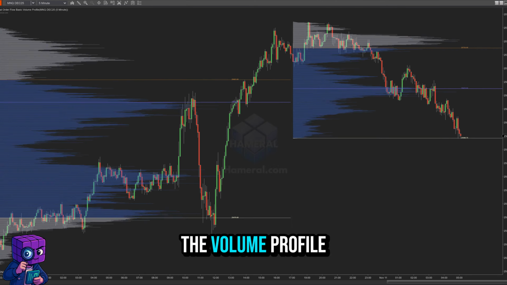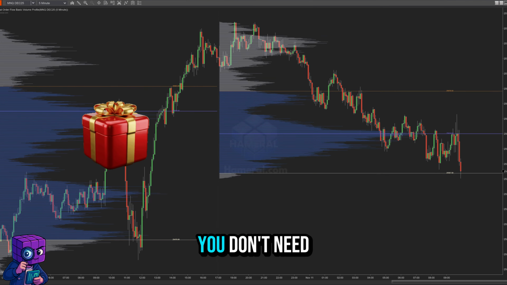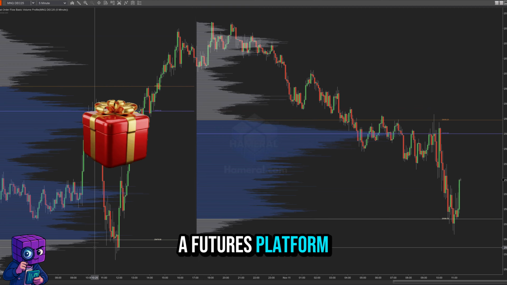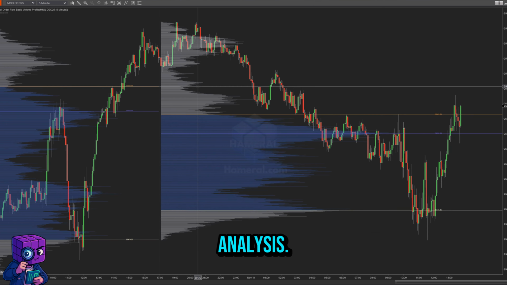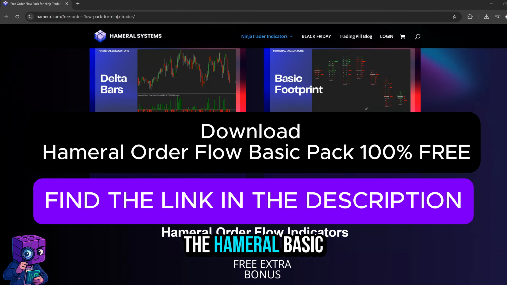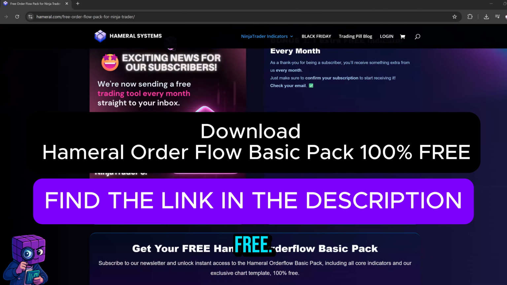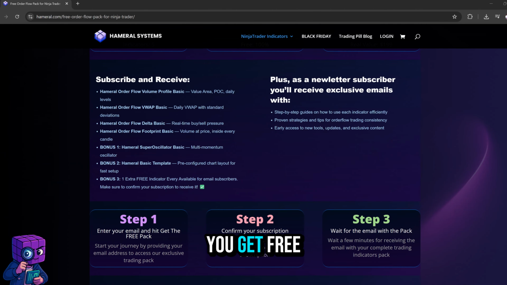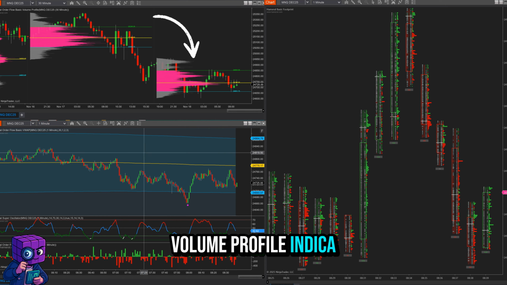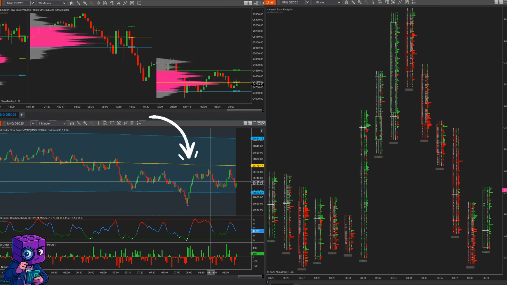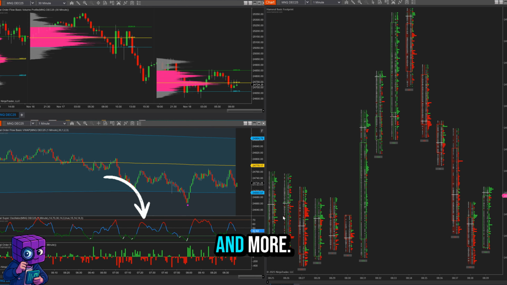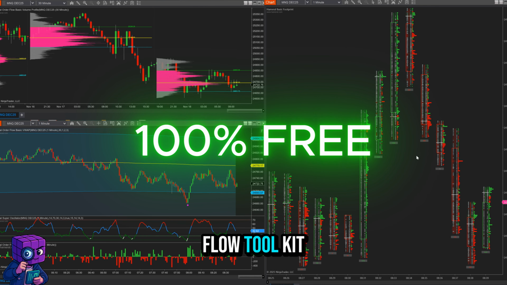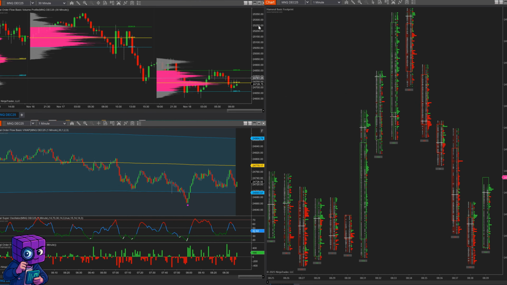Now it's your turn to get the volume profile for free. You don't need to pay for a futures platform or expensive tools to have professional analysis. Download the Hameral Basic Pack, also 100% free. Inside the pack you get free volume profile indicator, ETH, VWAP, delta bars, footprint, super oscillator, and more. This gives you a complete 100% free order flow toolkit to start reading real volume and real market structure.